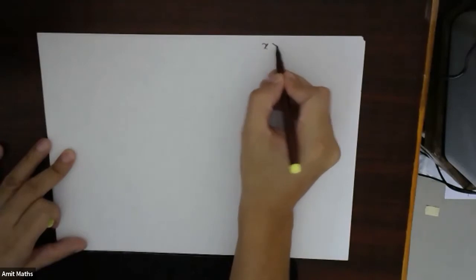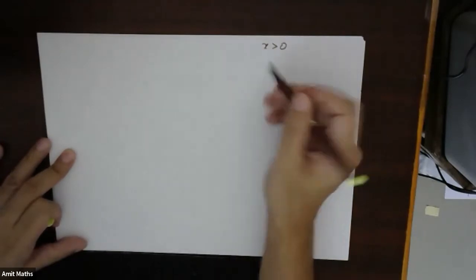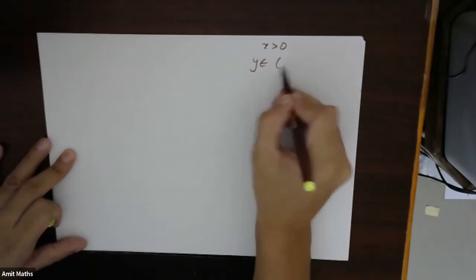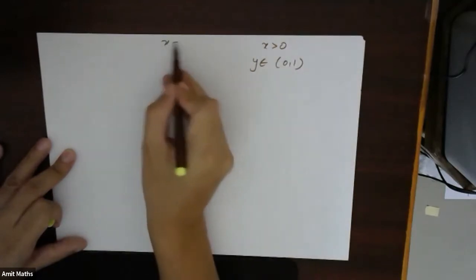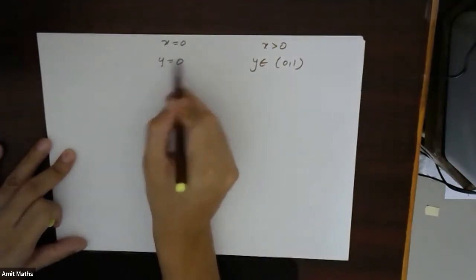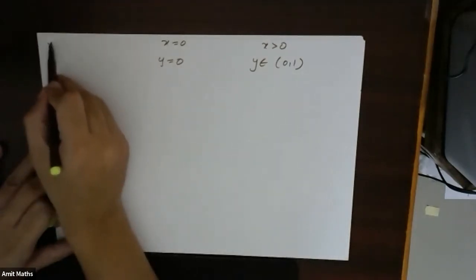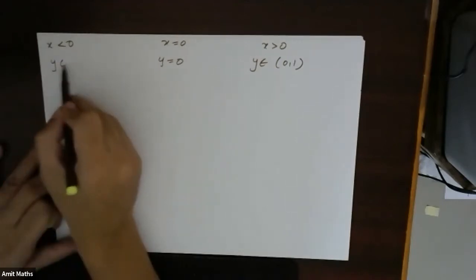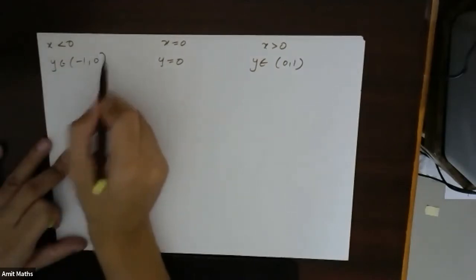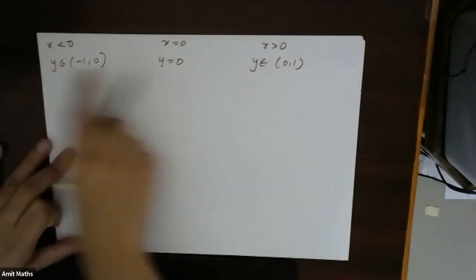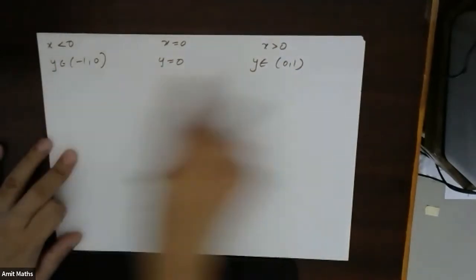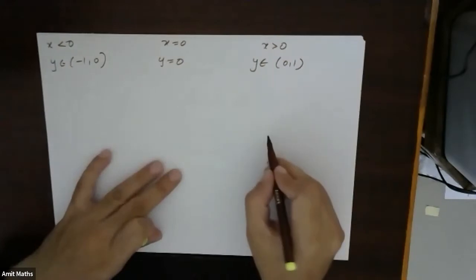Fine. See, when I was solving, for x greater than 0, I was getting y belongs to 0 to 1. For x equal to 0, I was getting y equal to 0. For x less than 0, I was getting y belongs to minus 1 to 0. Now I have to take the union of this. To check how we are taking the union of this, I'll take an example.